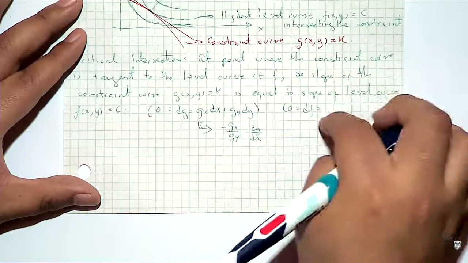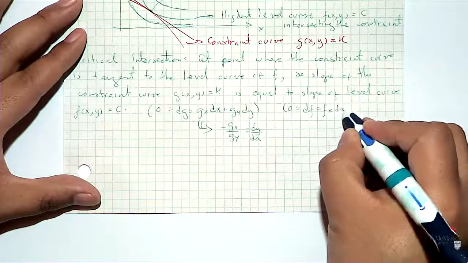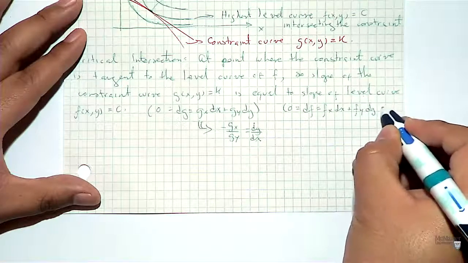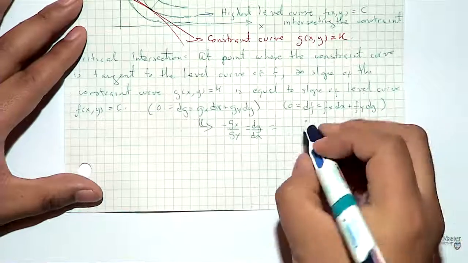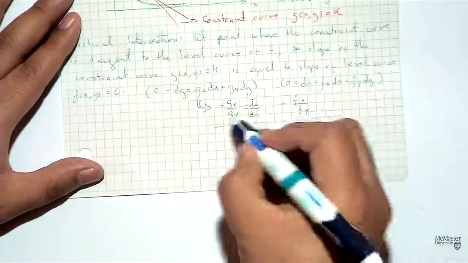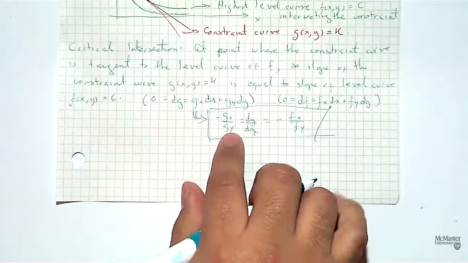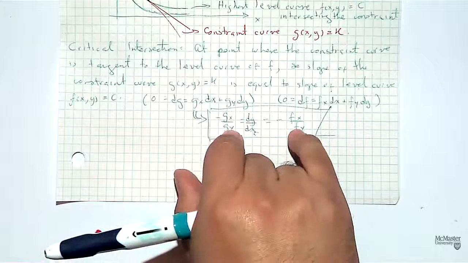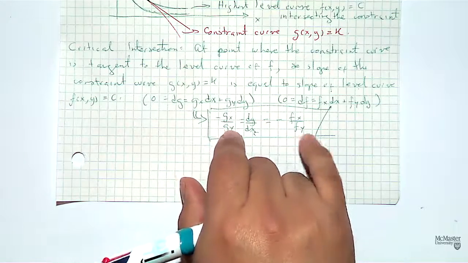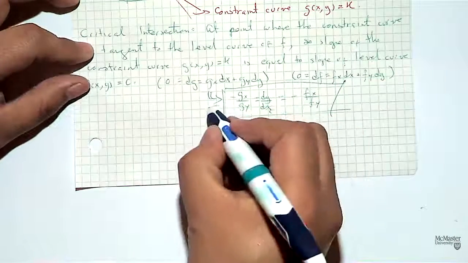So that means that the df of little f is equal to 0. So fx dx plus fy dy is equal to 0. And from that, you can derive that the slope is minus fx over fy. So this is how you're equating the slope. The slope of the level curve related to the constraint is equal to the slope of the highest level curve that maximizes. And so from this, I can eliminate the sign, etc.